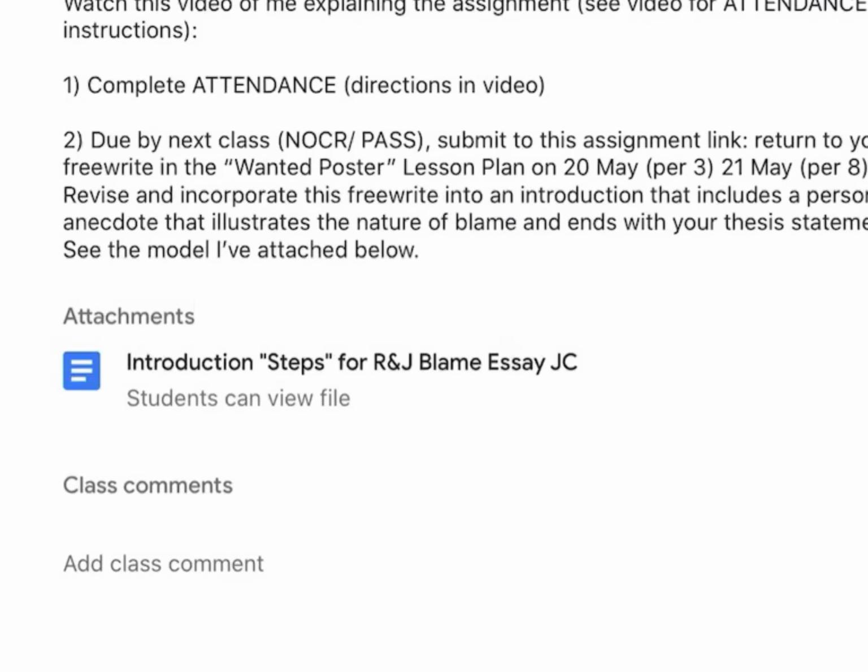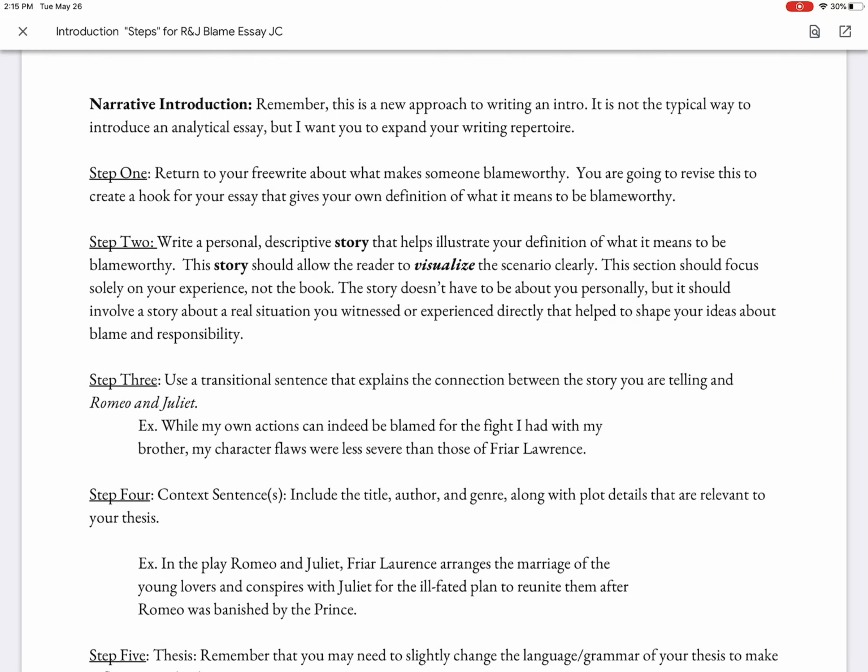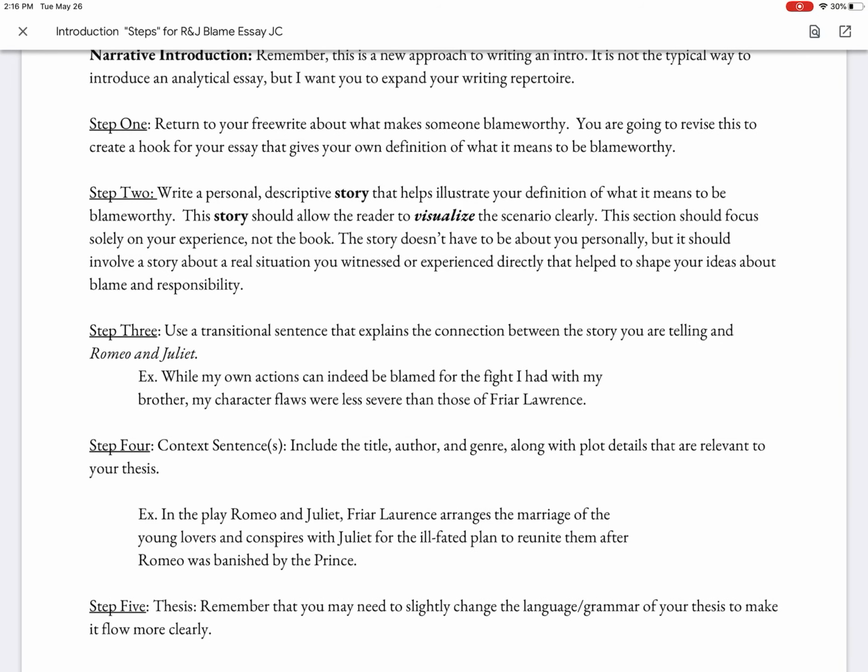I've attached a link here, and this is going to walk you through the steps to create the introduction. Okay, so the first step is to return to that free write about what makes someone blameworthy. And you're going to revise this to create a hook for your essay that gives your own definition of what it means to be blameworthy. I asked you, what does it mean to be blameworthy? And you did some thinking about that. So you're going to work with that and use that as the first piece of the introduction. The first piece of the introduction will give your definition of what it means to be blameworthy.